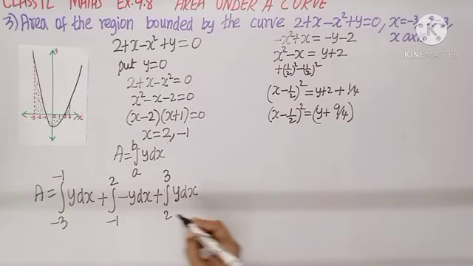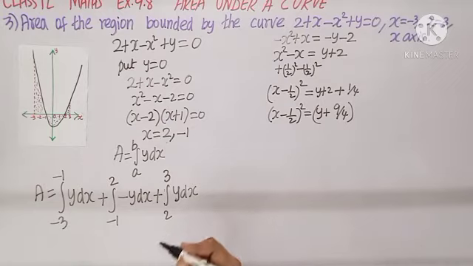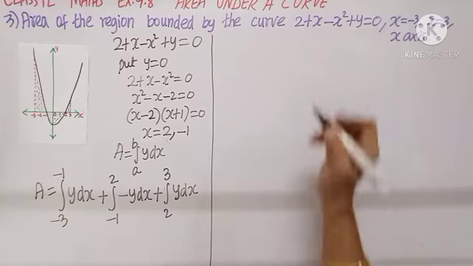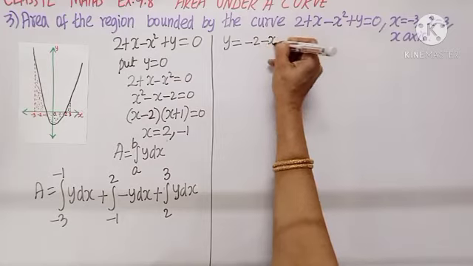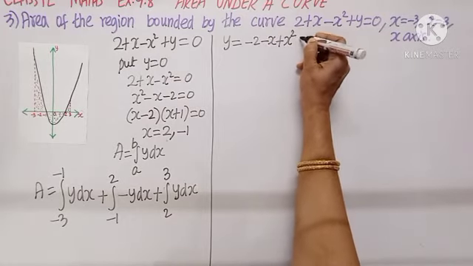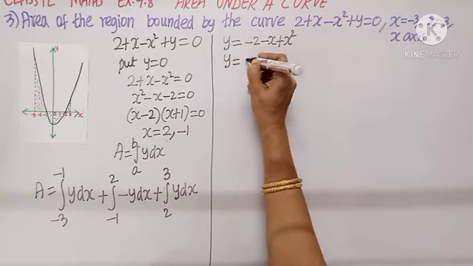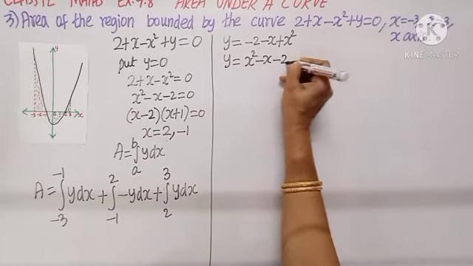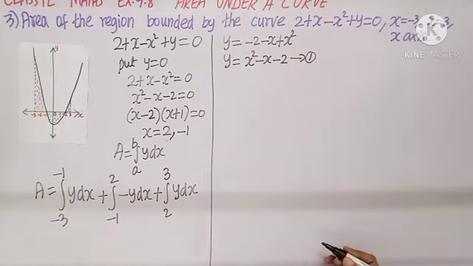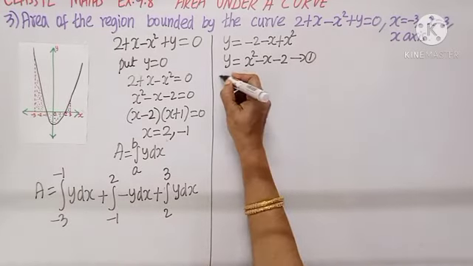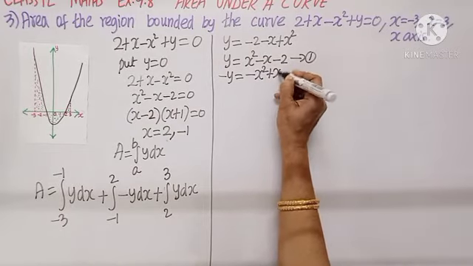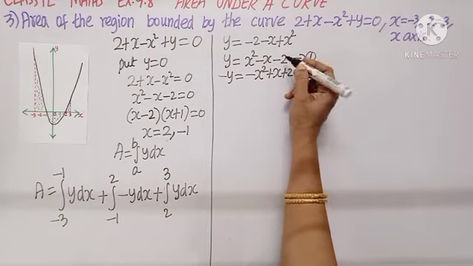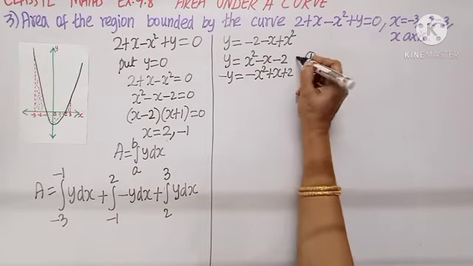Now we need to find all this, getting y from the given equation. y equal to minus 2 minus x plus x square. So I can rewrite it as y equals x square minus x minus 2. Call it number 1. I need minus y also. What is minus y? Change the sign: minus x square plus x plus 2. So these two, let me substitute in the integral.